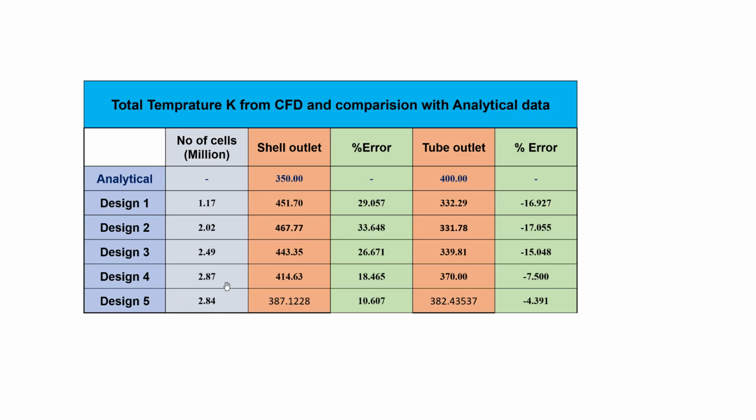So design 1, and also definitely with the design change, we have the number of cells changing. Although I try to keep the same size on the same particular boundaries, if boundaries are added, then definitely this will increase the number of cells. Shell outlet temperature theoretically is 350, and the closest we are getting is design number 5, that is 387. The tube outlet temperature theoretically specified was 400 Kelvin, and the closest we get is design number 5, that is 382. So the error is about 10% in the shell outlet temperature and 4.391% in the case of the tube outlet temperature.